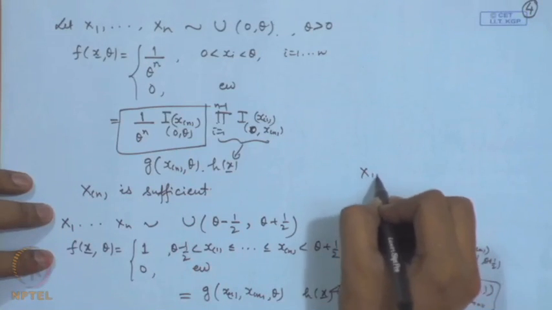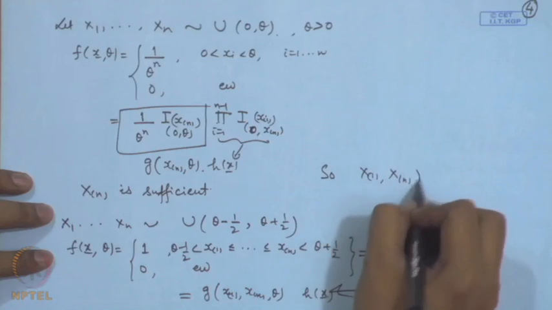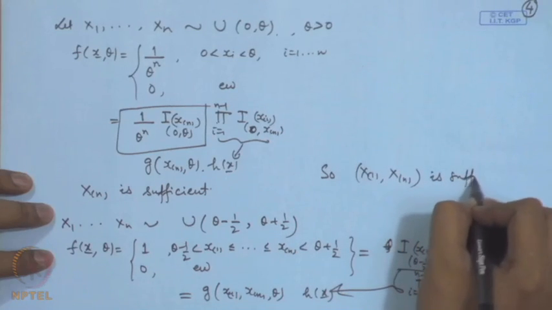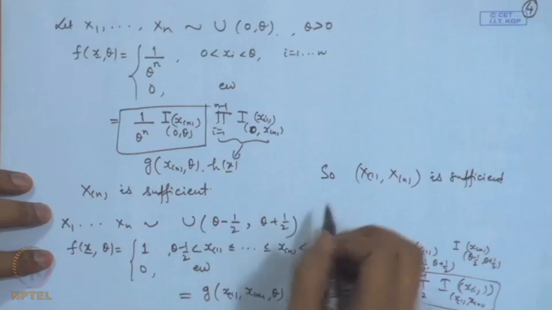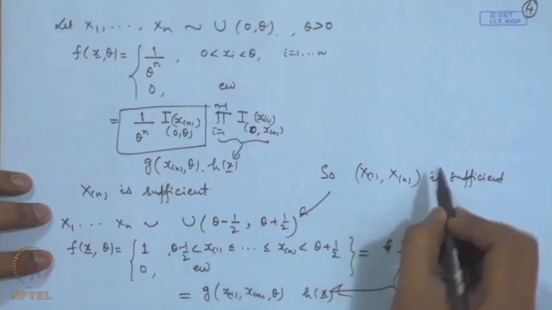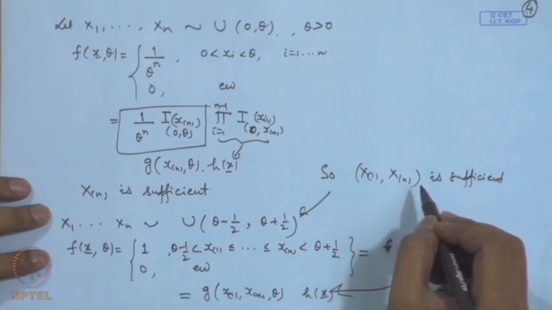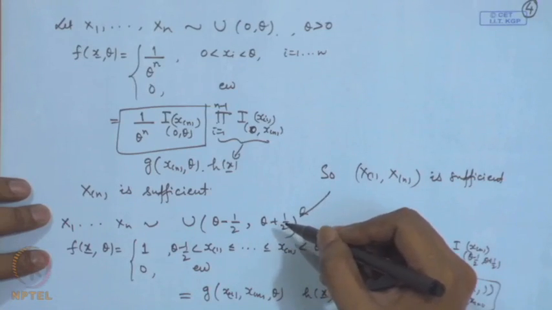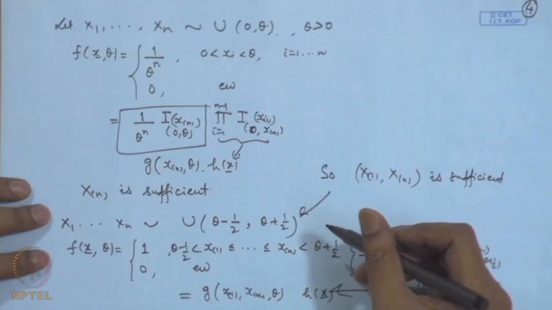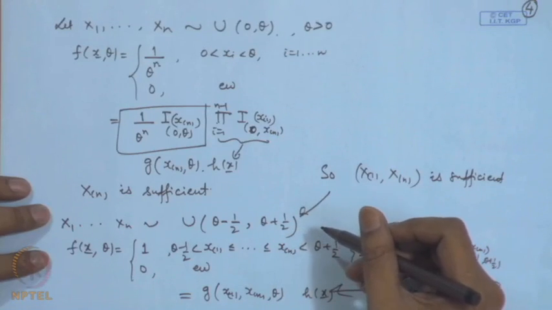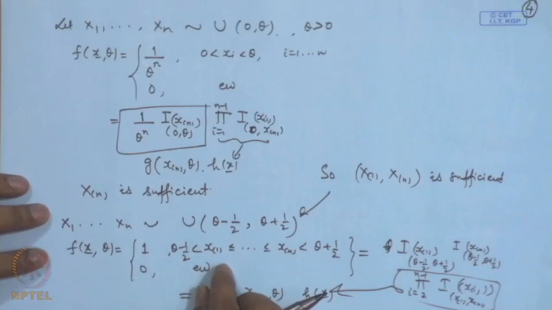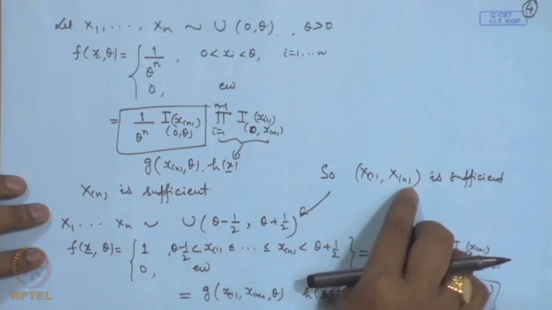So, here x 1, x n is sufficient, although the parameter remains one dimensional, the order statistics contains two terms. If you remember the maximum likelihood estimator for this problem, it was any value between x n minus half to x 1 plus half, which is a function of x 1, x n. So, the statement that the maximum likelihood estimators, if they exist, are functions of the sufficient statistics, is satisfied here also.